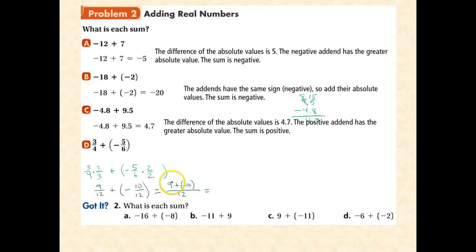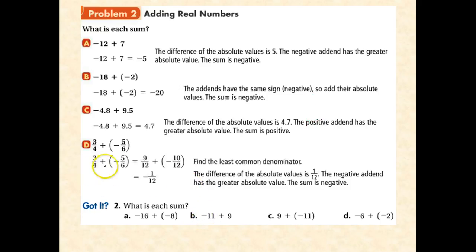Alright, so opposite signs means I'm going to subtract. 10 minus 9 is 1. But what sign is it? Who's bigger? The negatives. We got more negatives, so that means it's going to be negative. The sum will be negative 1 over 12. And if you like typing better than my handwriting, boom, there you go.